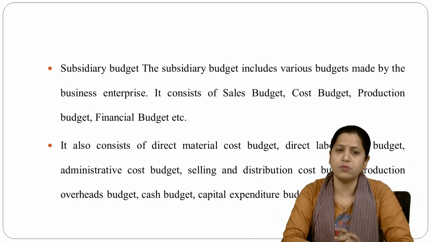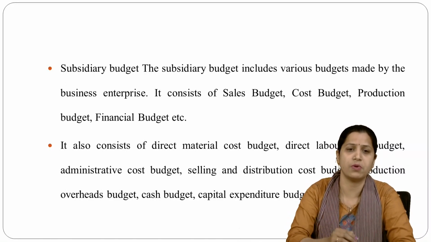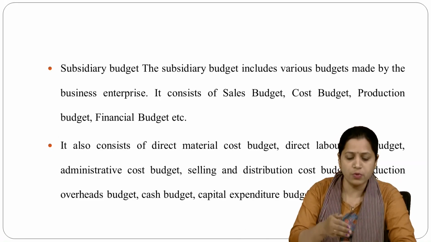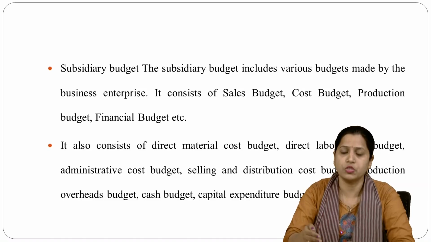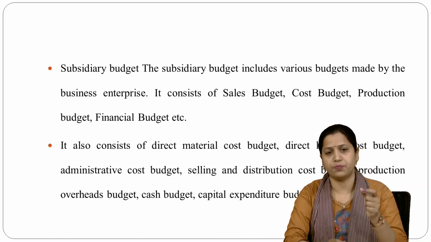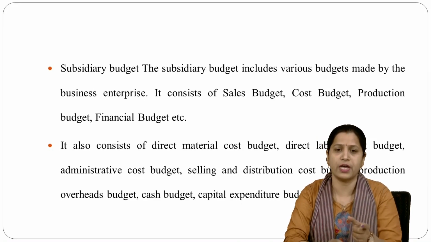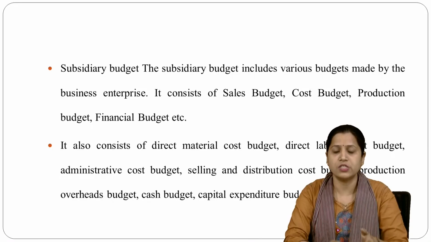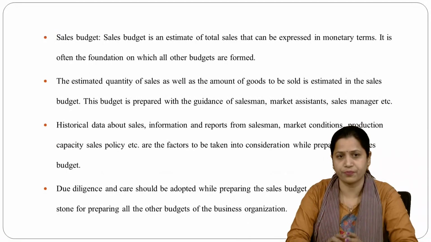Now, what is the meaning of subsidiary budget? The subsidiary budget includes various budgets made by the business enterprise. So it may be the sales budget, cost budgets, production budget, financial budgets, and so on. Subsidiary budgets also consist of direct material cost budget, administrative cost budgets, selling and distribution costs, and so on.